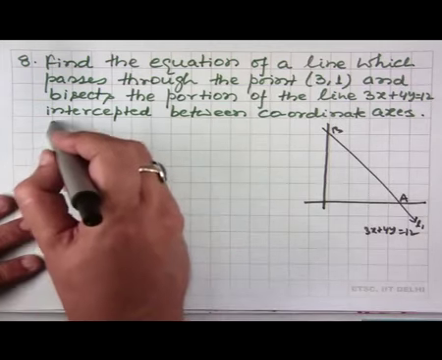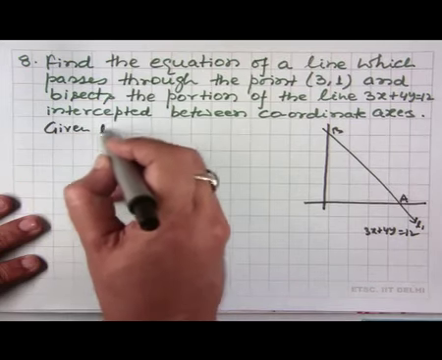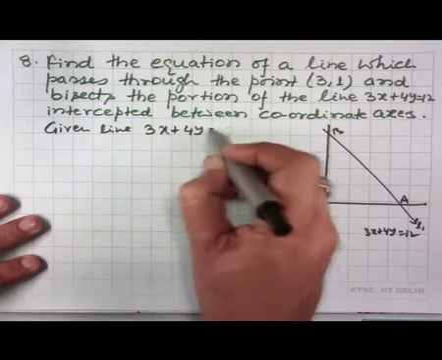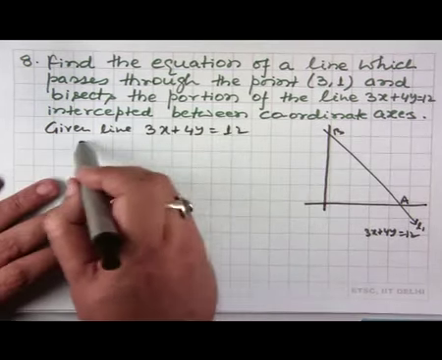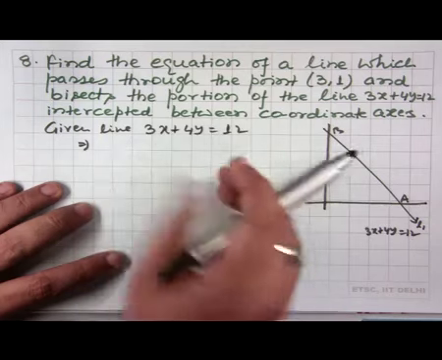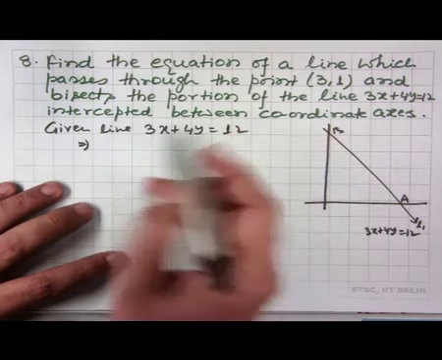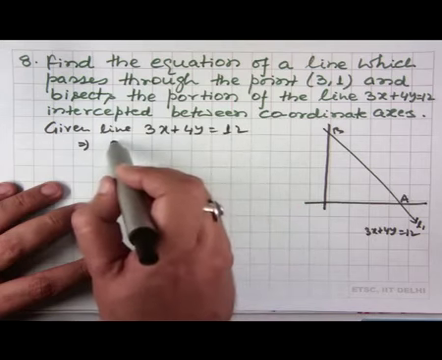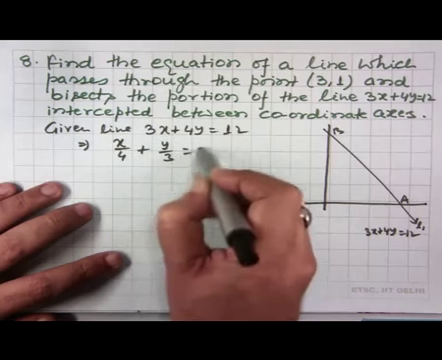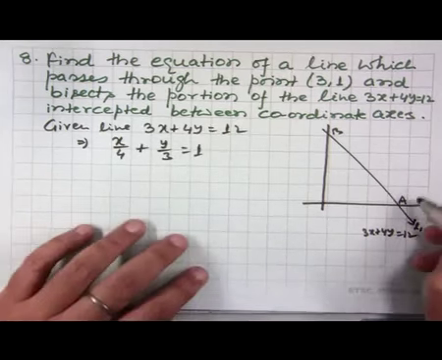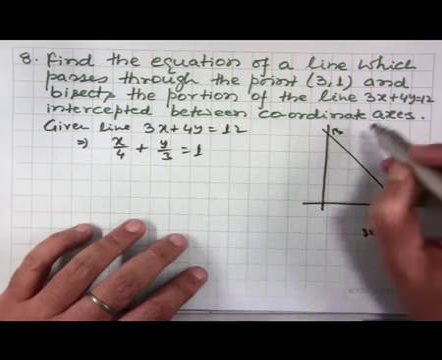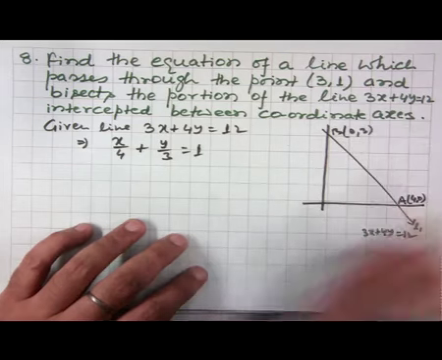So given line 3x + 4y = 12, reduce this line to intercept form. When you reduce this line to intercept form, divide both sides by 12. So when you divide both sides by 12, this is x/4 + y/3 = 1. It means A is equal to (4, 0) and B is equal to (0, 3).